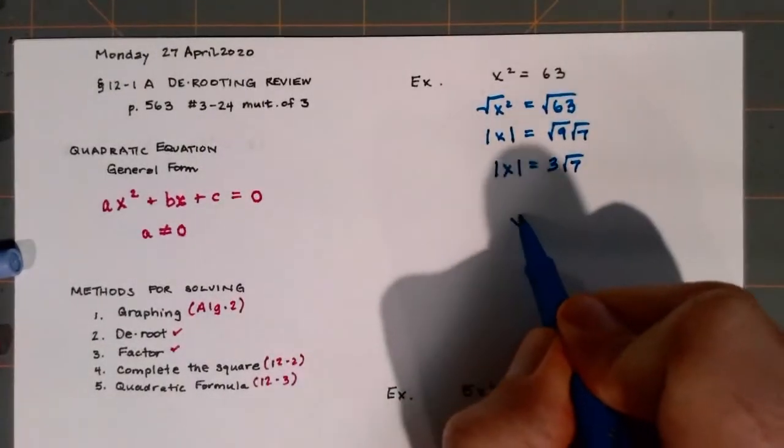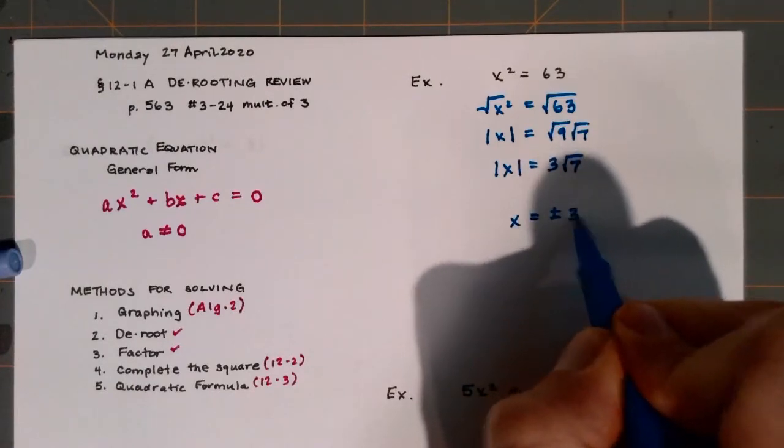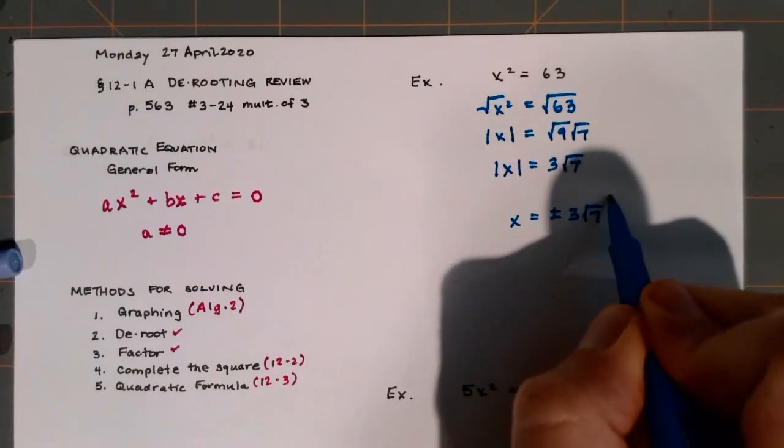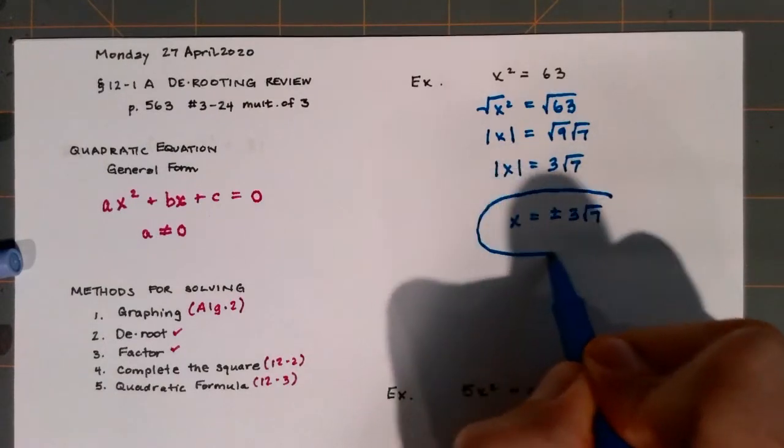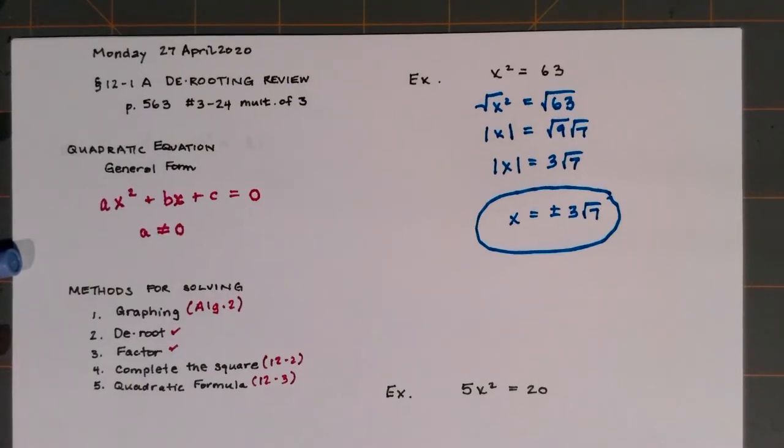So x equals plus or minus 3 root 7. Okay? So that is maybe a little bit harder problem, but you should know that. I feel pretty confident that you know that. All right, so then how can we make this tougher?